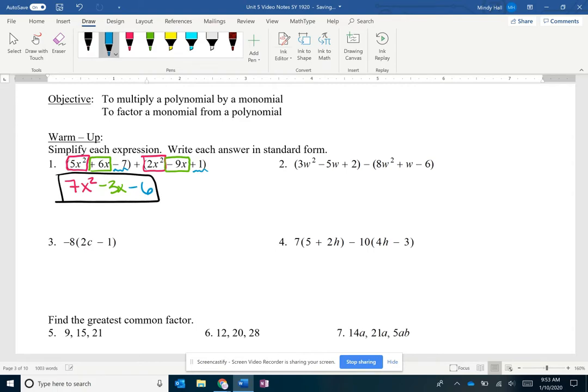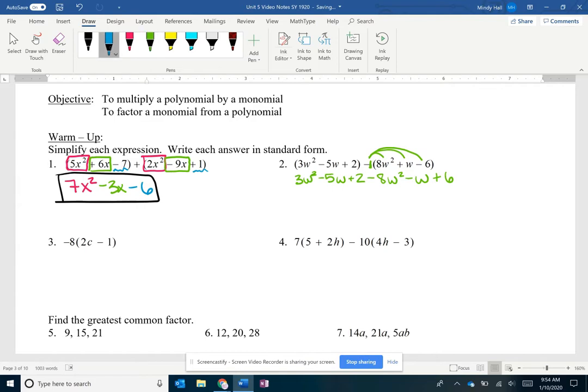All right, so then with number 2, because we have this negative in the front, that's like a negative 1. So remember, you have to change all of your signs after that negative. So I keep the first one exactly as it is. And then negative 1 times 8w squared is negative 8w squared. Negative 1 times a positive w is negative w. And negative 1 times negative 6 is positive 6.